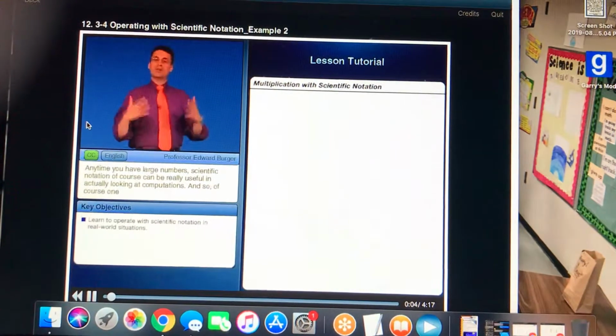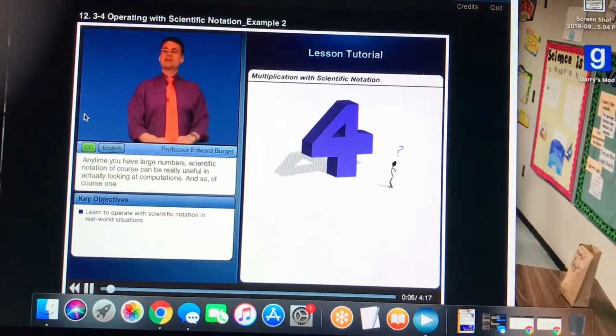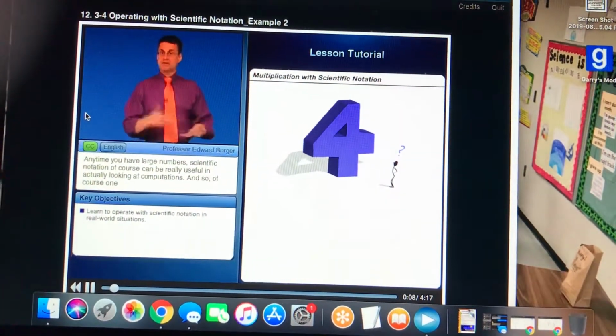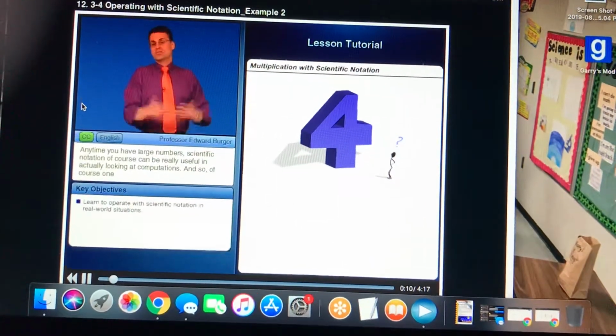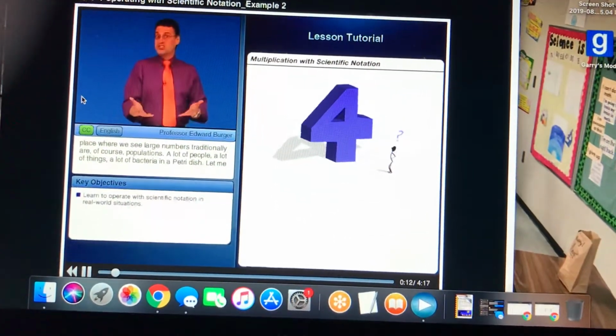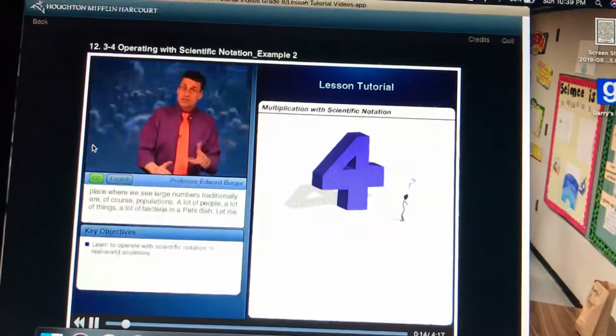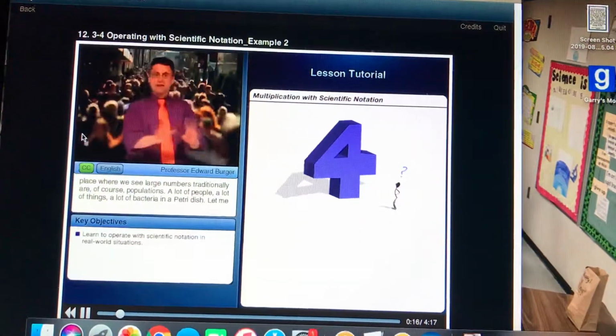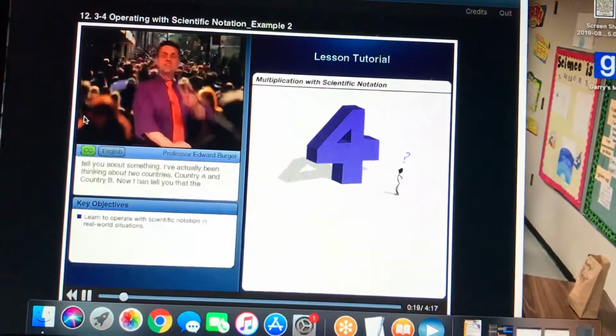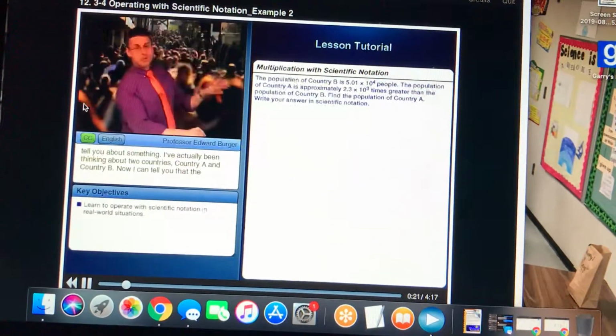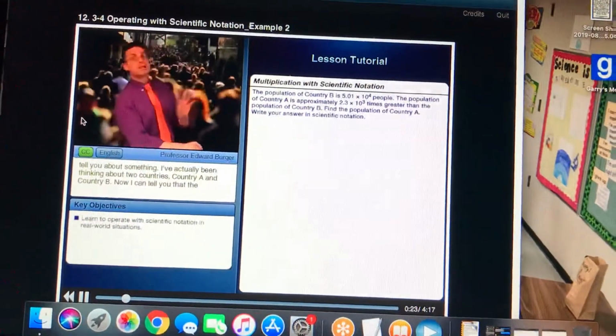Anytime you have large numbers, scientific notation can be really useful in actually looking at computations. One place where we traditionally see large numbers is in populations. There's a lot of people, a lot of things, a lot of bacteria in a petri dish. Let me tell you about something. I've been thinking about two countries, country A and country B.